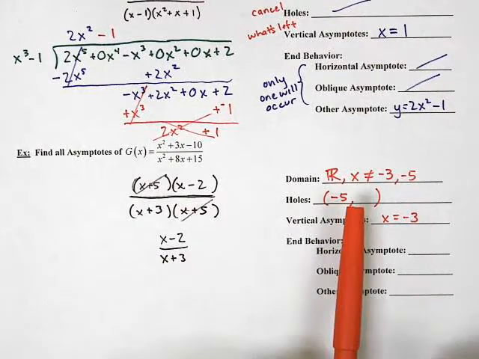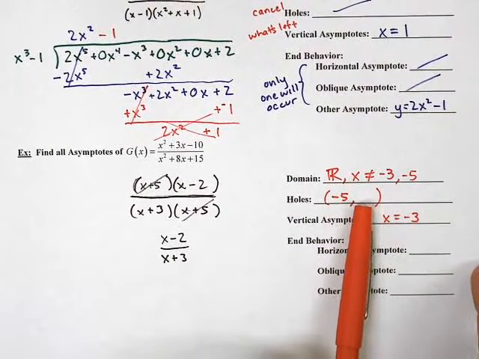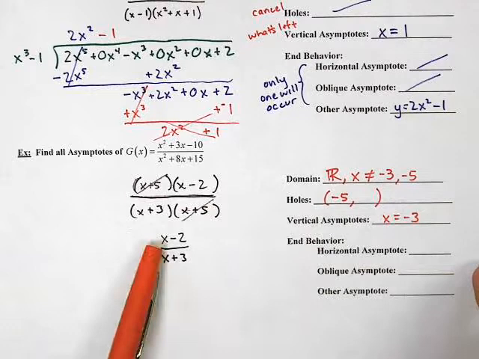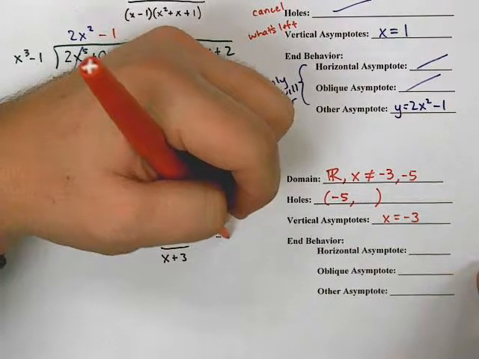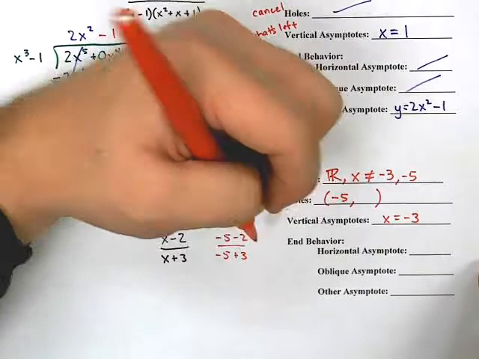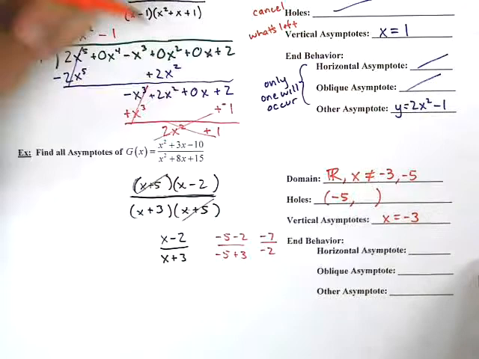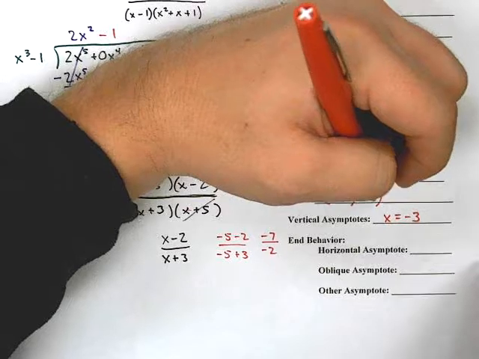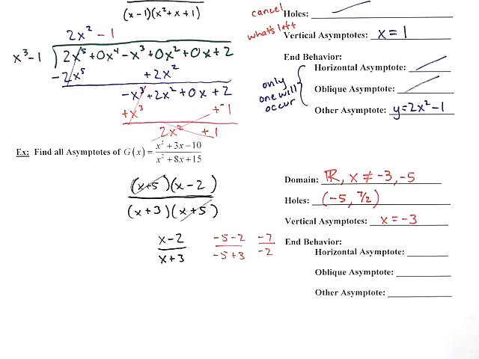Now, to get the y value of the hole, it's honestly as easy as just plugging in. So -5 minus 2, -5 plus 3 is -7 over -2, or I would just say 7/2.